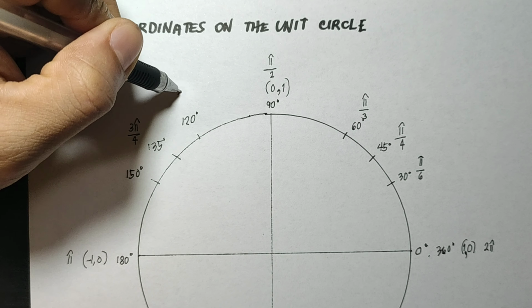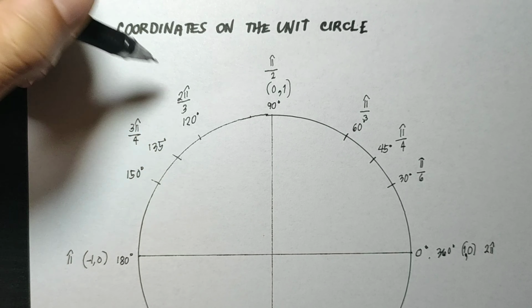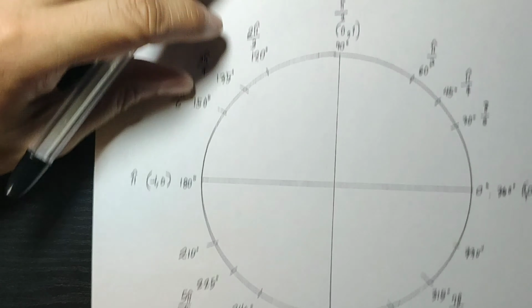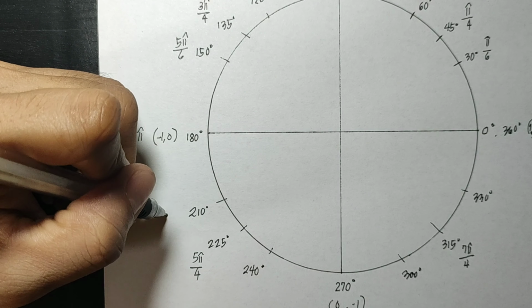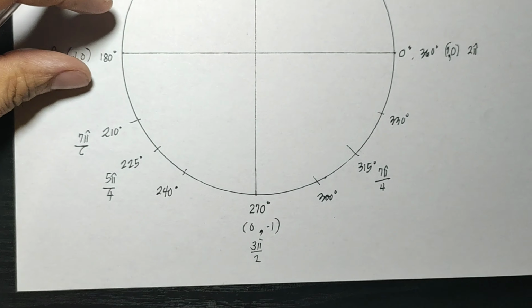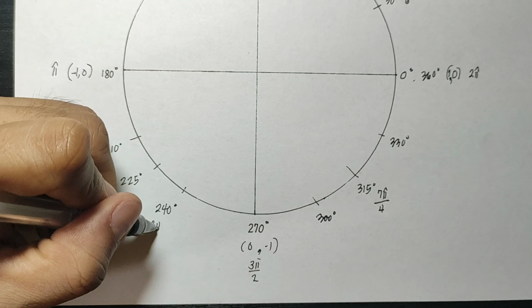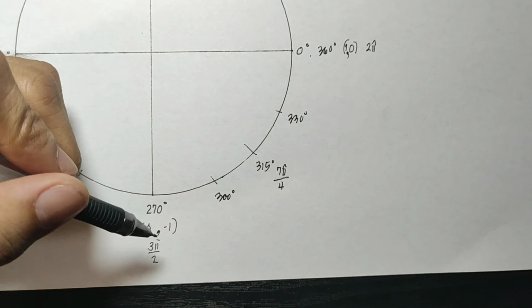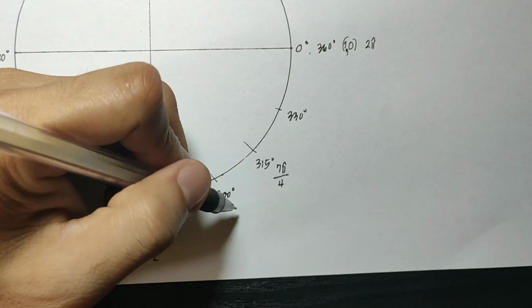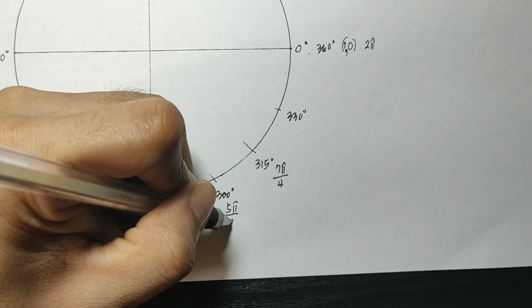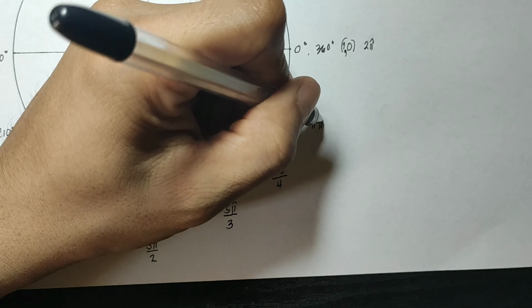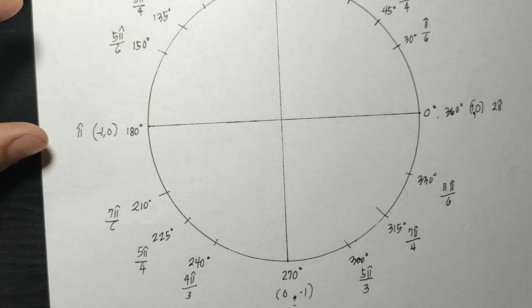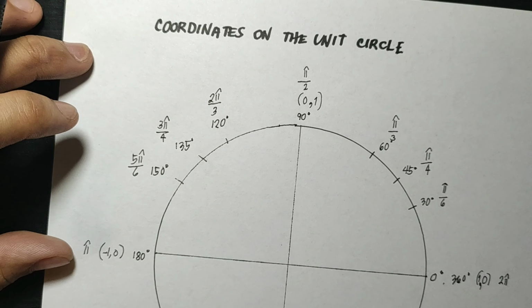4 pi over 6 is 2 pi over 3. 5 pi over 6, hindi na pwedeng i-simplify yan. 6 pi over 6 is pi, 7 pi over 6. 8 pi over 6 is 4 pi over 3. So, 9 pi over 6 is 3 pi over 2. 10 pi over 6 is 5 pi over 3. 11 pi over 6, di na pwedeng simplify. 12 pi over 6 is 2 pi. Okay, so meron na tayong degree measure and radian measure.